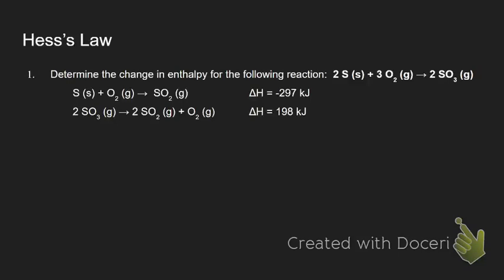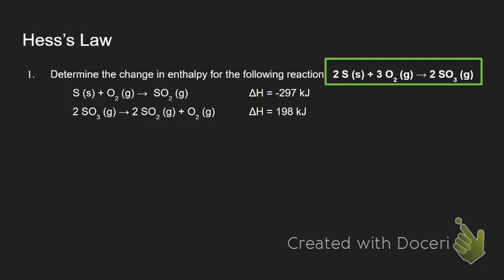Hi everyone, we're going to do a few examples on Hess's law. Remember, we are trying to obtain an overall reaction's enthalpy. So to do that, we take the sum of the enthalpies from each individual step of the reactions. So what you're going to want to do is look at what is the overall equation. Okay, here we have 2 sulfurs plus 3 oxygens will make 2 sulfites.